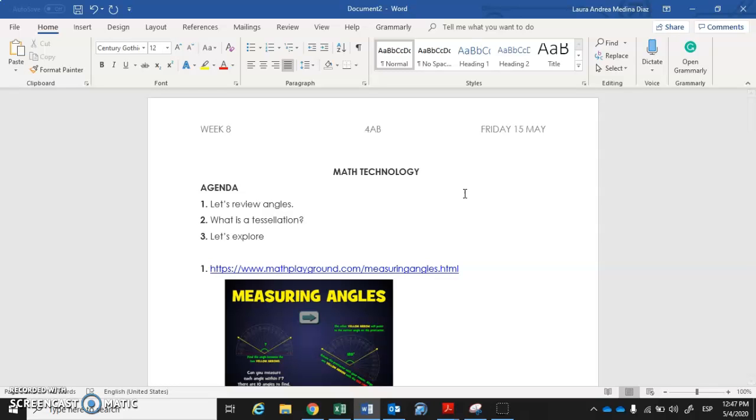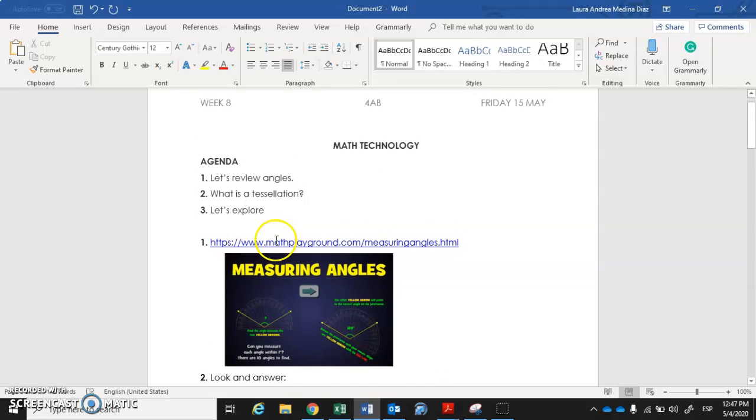Today in the class of Math Tech, we're going to have 3 points. You don't have to deliver anything in classroom. It's just an exploration activity and a review activity. Because in the first point that we have in the agenda, we're going to play a game about angles.